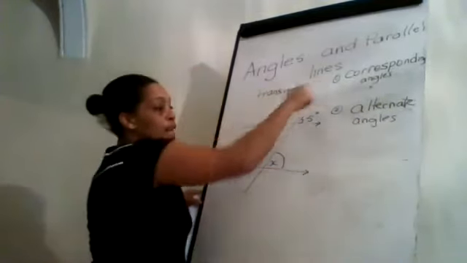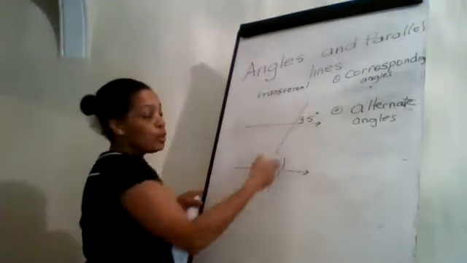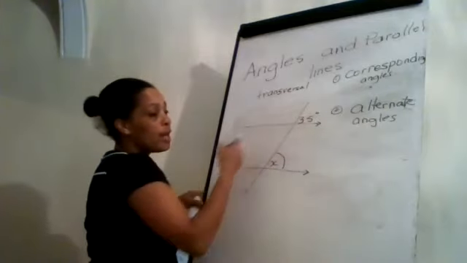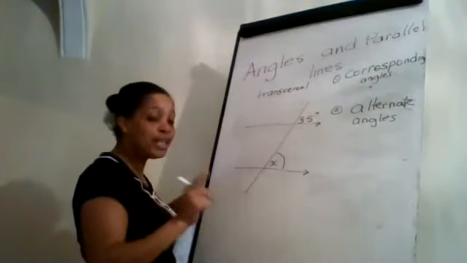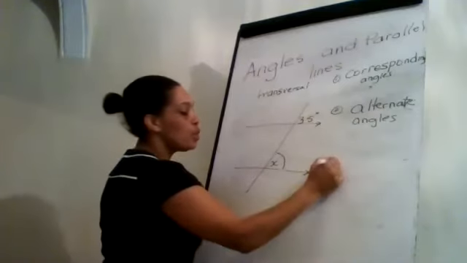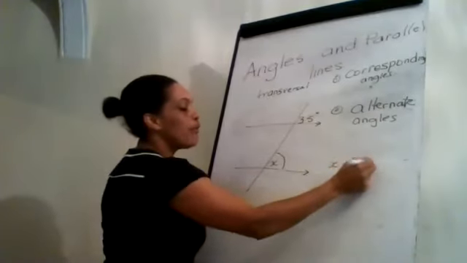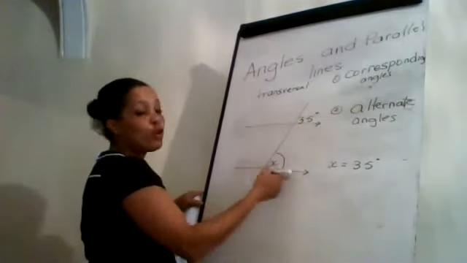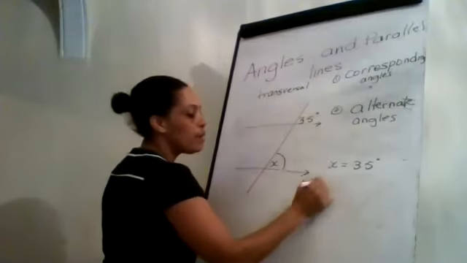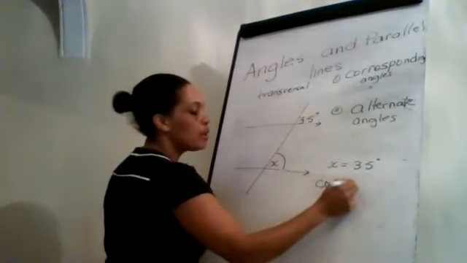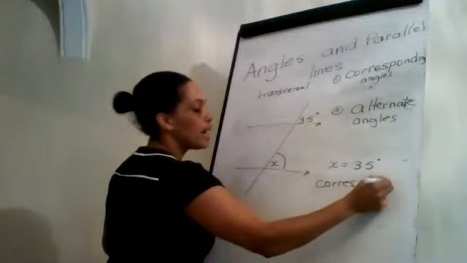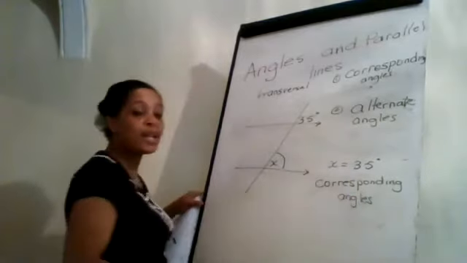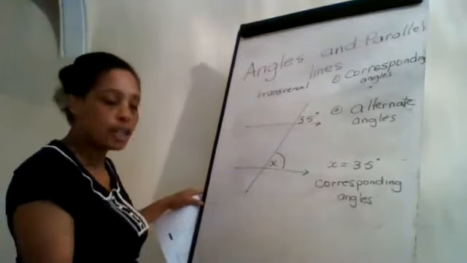Now, corresponding angles must be on the same side. So straight away we know they're on the same side. This and this, that's above the line, that's above the line. They are equal. We do not need to do any calculations because they are equal. So X is equal to 35, and you will be asked for your reason. Remember, you cannot say because it forms an F. You have to use the proper words: because they are corresponding angles. Or you can say corresponding angles are equal.